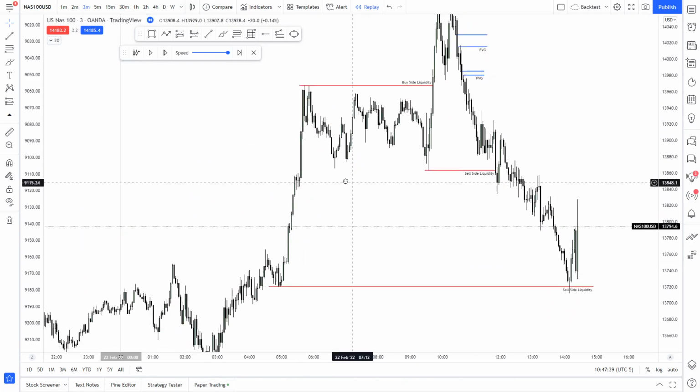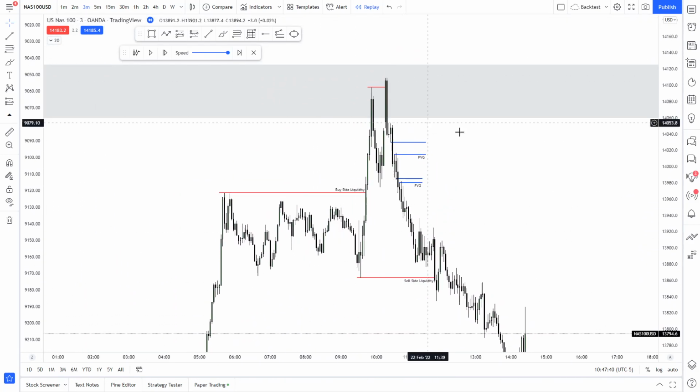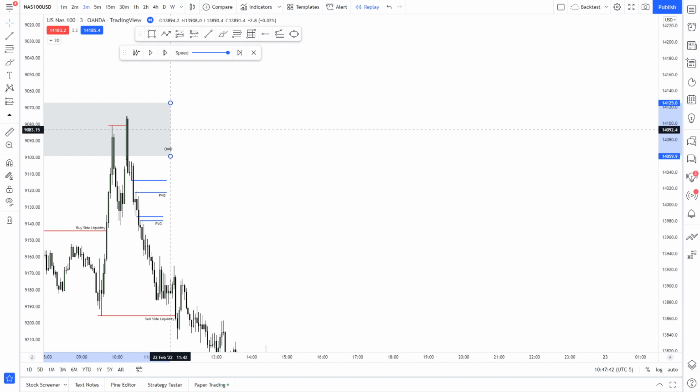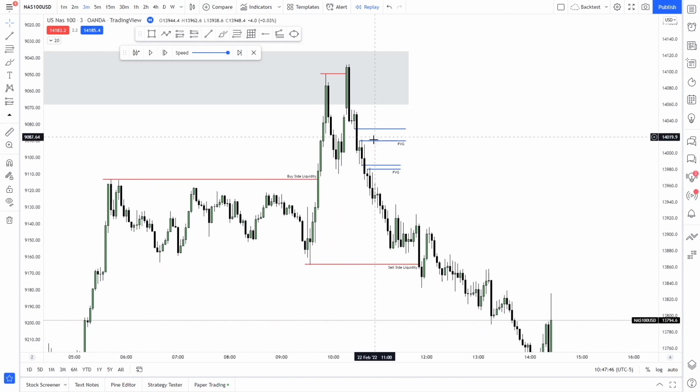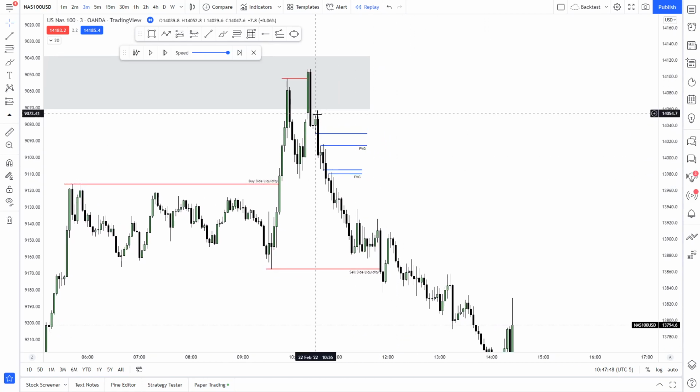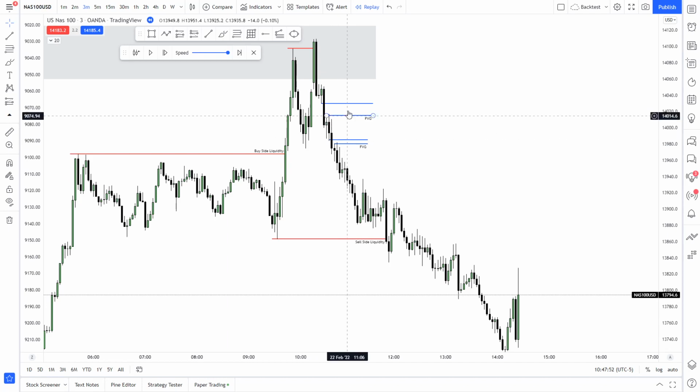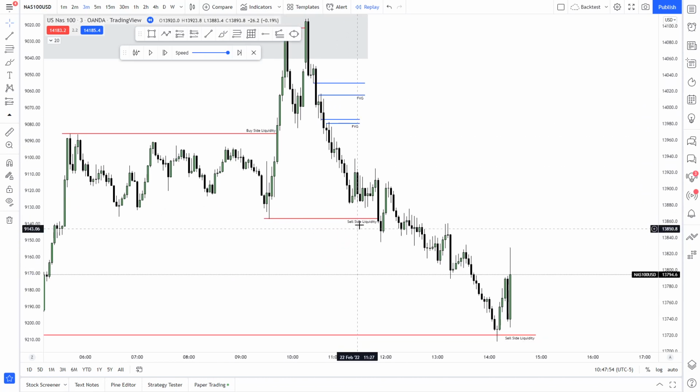So here, what happened: price came into this 1 hour order block right here. Then price gave an entry at the FEG right here, this imbalance, and then you get in and you hold it all the way down to the sell side liquidity.